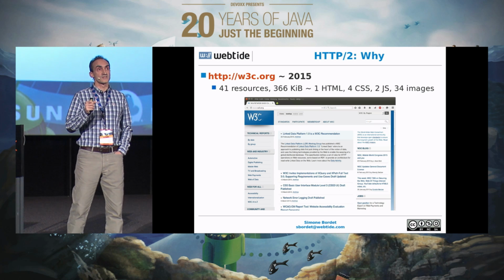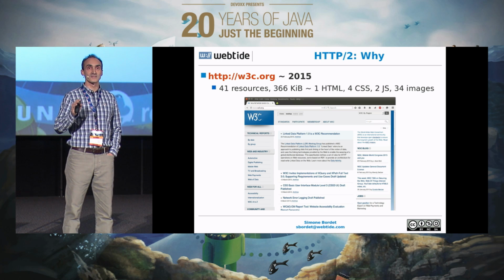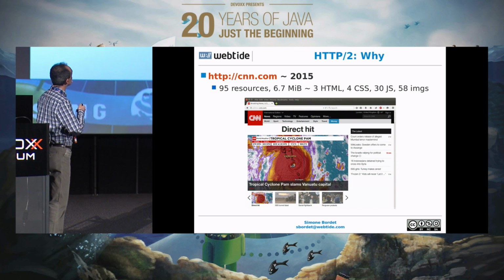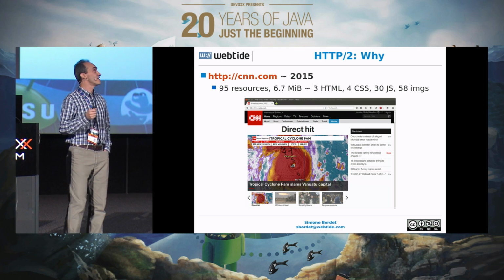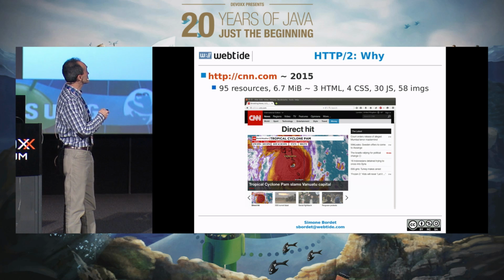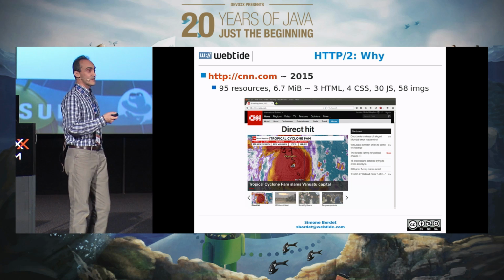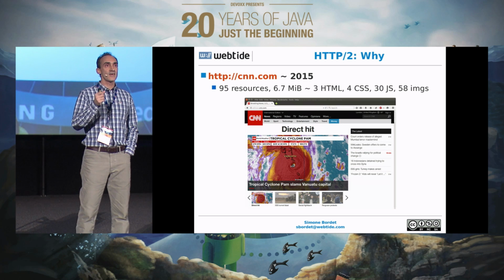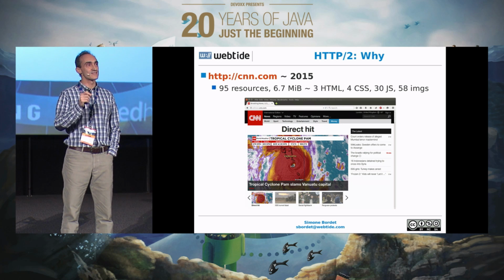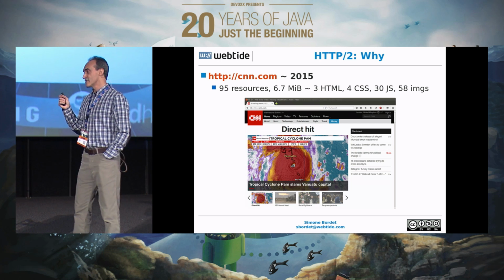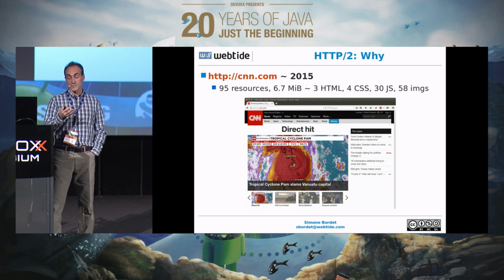Now, the cool thing about all this is that this page is not even close to the average page of the web today. This is the CNN.com page. It's a whopping 95 resources for 6.7 megabytes of download, okay? It's 3 HTML files, 4 CSS, 30 JavaScript files, and 58 images. This is the web of today, and the question we should ask ourselves is: is the HTTP 1 protocol still the right protocol to use for today's web? Or do we need an update of the protocol after almost 20 years of HTTP 1? These were the questions that HTTP 2 was answering.